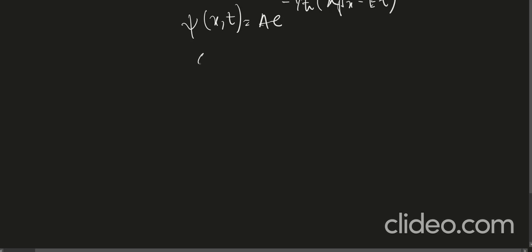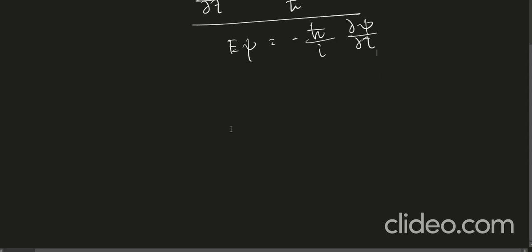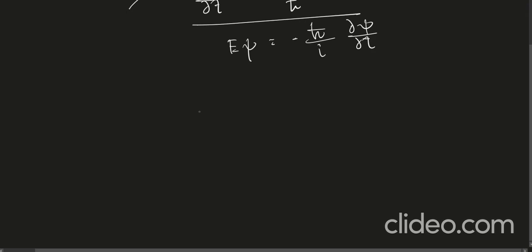So now if we take a derivative del psi by del t, then it is represented by this equation. This is E and this is again psi, and therefore this is E psi equals to minus h cut by i del psi by del t. Okay, now we take the derivative of this equation with respect to x. So del psi by del x.